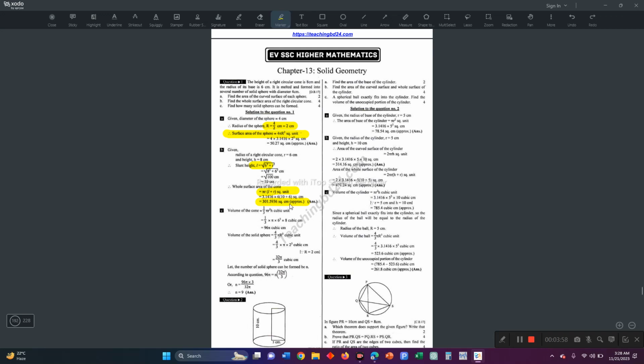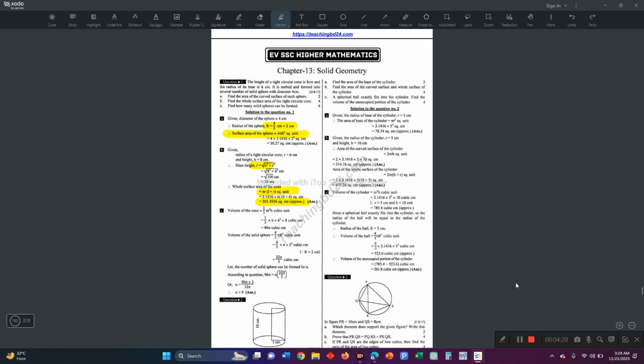Okay. Up to this, we have practiced two formulas. One is the surface area of the sphere, that is 4 pi r square. And another one is the whole surface area of the cone, that is pi r into L plus r. So we have practiced two formulas.